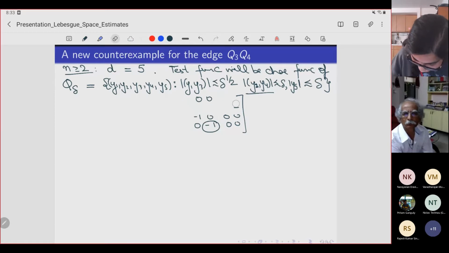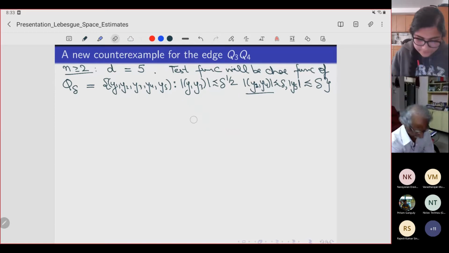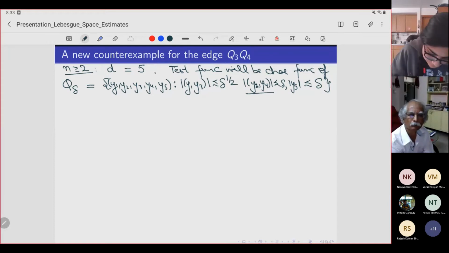What we'd be going to do also for building up the set of test points. So our test function is the characteristic function of Q delta. So let's call it F delta. And then what's the LP norm of this?